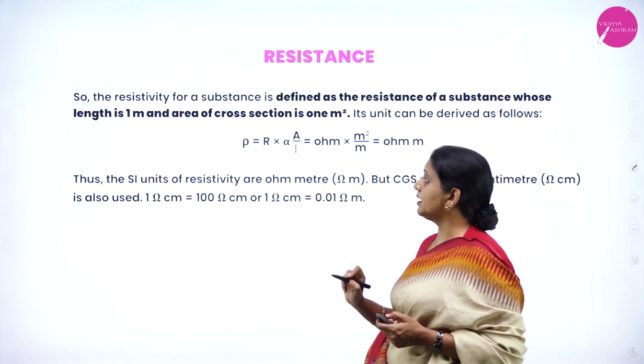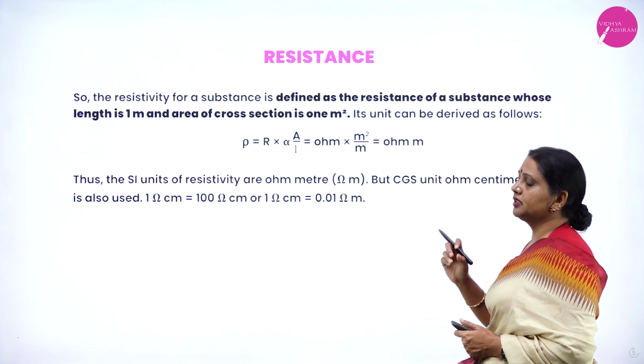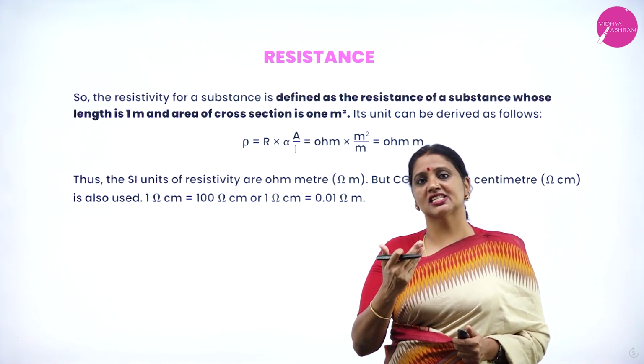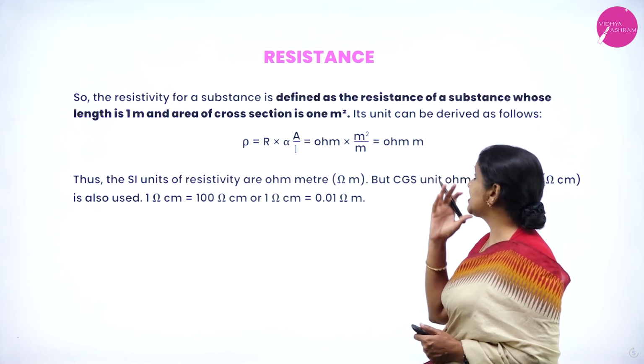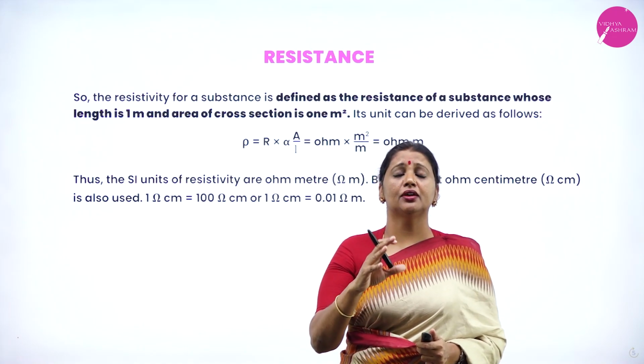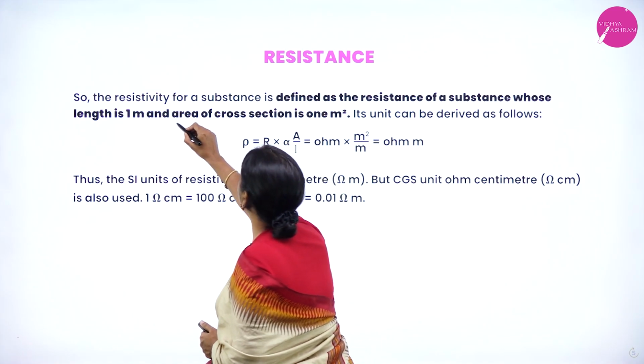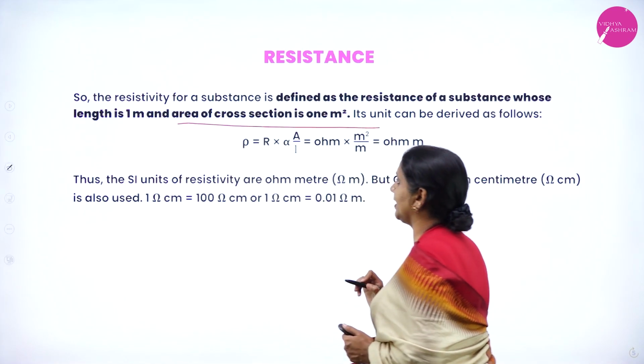So now students, how can you define the resistivity? The resistivity is defined as the resistance offered by a substance or a material when length is 1 meter as well as its area of cross section is 1 meter square.